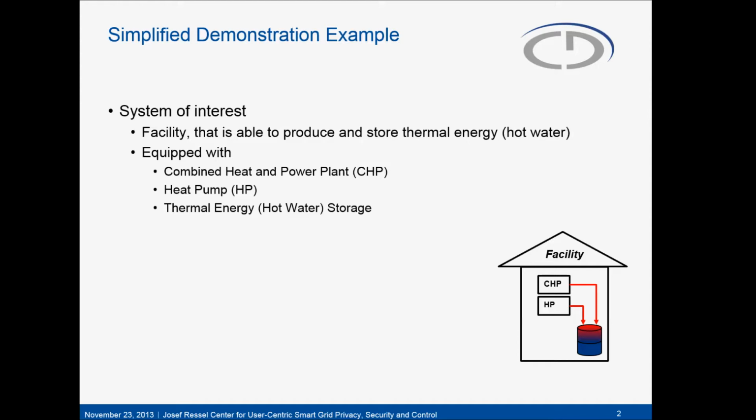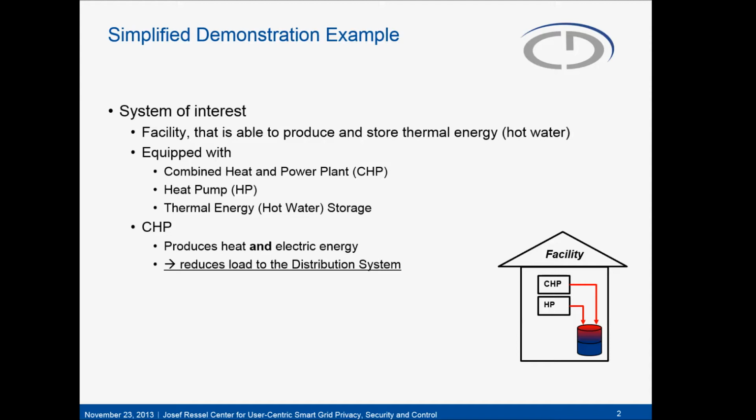The first task we have to do is to specify a system of interest and its functionalities. In real-world projects we would have to perform a comprehensive requirements engineering first, but for now, a simplified example just for demonstration purposes should be enough. This demonstration example focuses on a facility that is able to produce and store thermal energy. To do so, it is equipped with a combined heat and power plant, a heat pump, and a storage for thermal energy. The operation of the combined heat and power plant and the heat pump affect the distribution system in different ways.